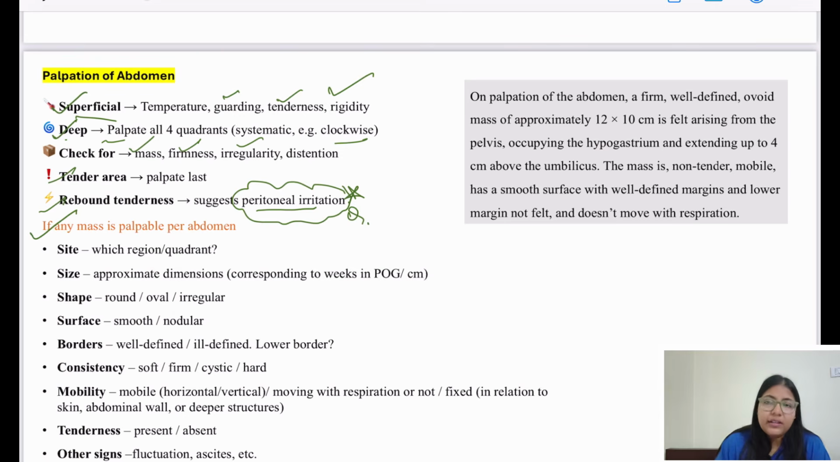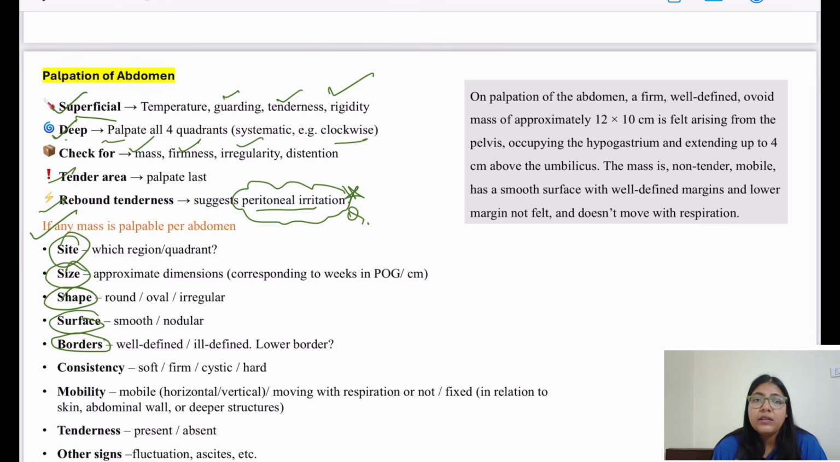And if any mass is there, how do you define the mass? You define it with site: which region or which quadrant, hypogastrium, epigastrium, iliac, right or left. Then size, in approximate dimension, either corresponding to weeks of gestation or approximately this many centimeters. Then you tell about the shape of the mass, if it is round, oval, irregular, and whether the surface is smooth or nodular.